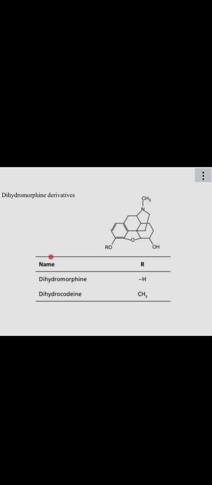Dihydromorphine derivatives, again, we have looked at quite a number of them. The dihydromorphine, of course, if it's a morphine, it will have a hydroxyl group there. It will have a hydroxyl group there. It's dihydro because it has saturation at that position. The dihydrocodeine will be the same. It will be a methyl group here, and the others will be the same.